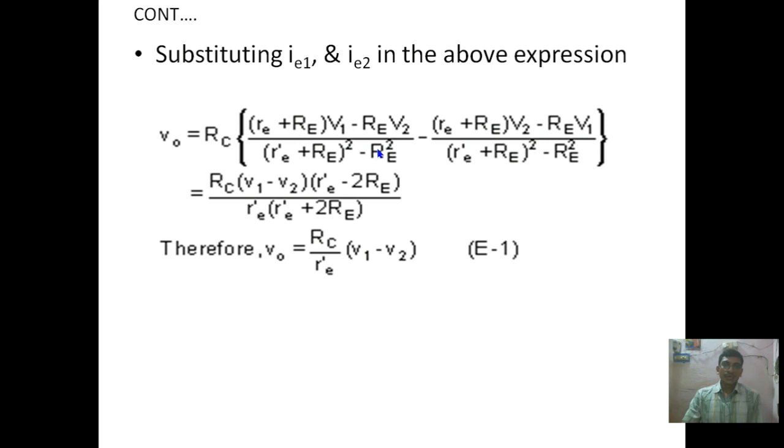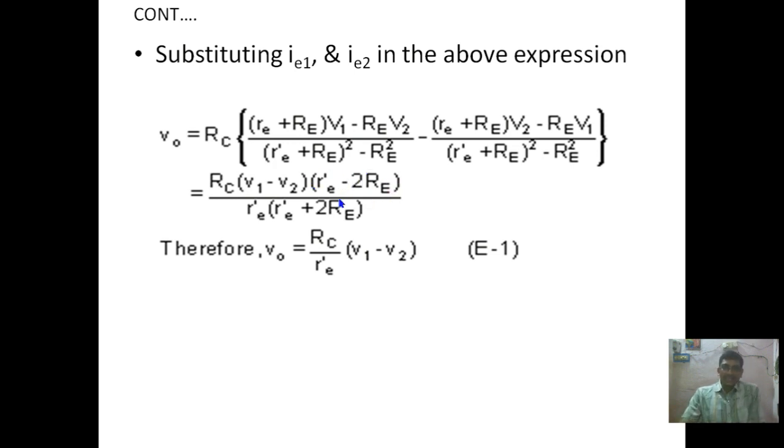Okay, as the denominators are same, we can take it as a common, and if you substitute the a plus b whole square equation, then we can get Re dash into Re dash plus 2Re in the denominator section. In the numerator section, after solving, we get Rc into V1 minus V2 into Re dash minus 2Re.